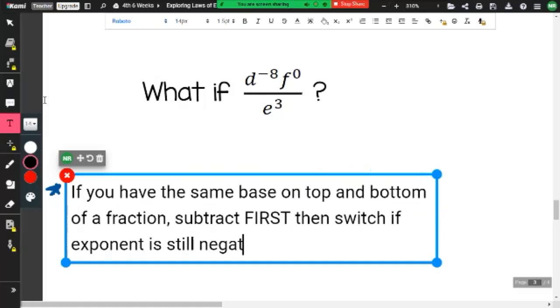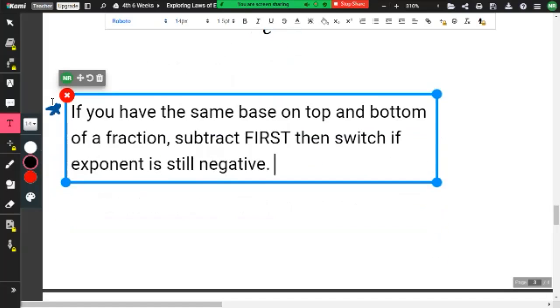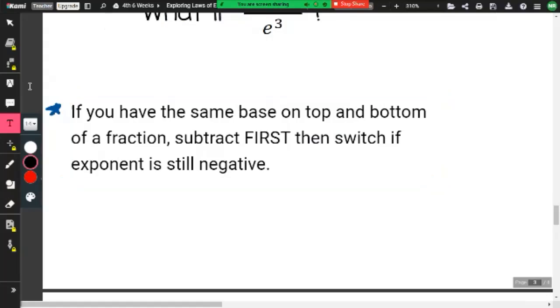So you already know the rule from the day before that when you're dividing powers, you subtract the exponent. Now, in this case, it'll make it easier if you subtract first, and then once you're done subtracting, if that exponent is still negative, you switch it back. Now, when you subtract, and I will show you what I mean, essentially what it's doing is it's moving everything to the top, okay? When you subtract, it ends up moving the whole power to the top of the fraction.